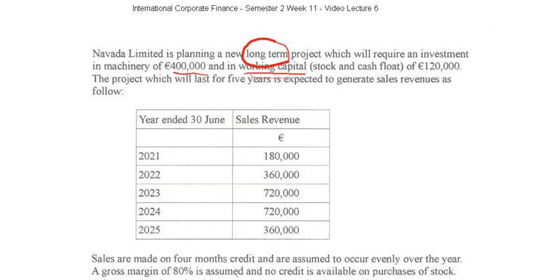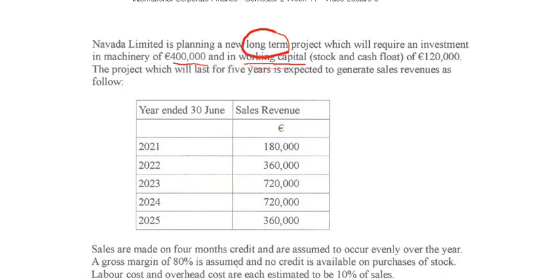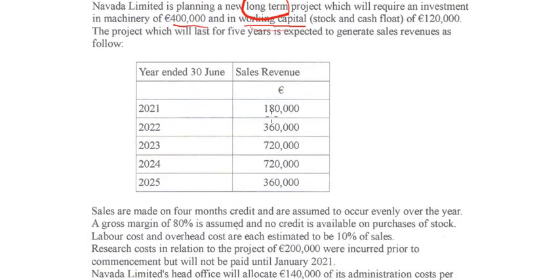Okay, so let's look at some of the other cash flows then. We're told that the project is going to last for 5 years, so it's long term, as we said, and it's going to generate sales revenue throughout the life of the project. Okay, so here are our sales revenues. So these will be invoice sales, I suppose, for an accounting kind of measure of what the revenue will be.